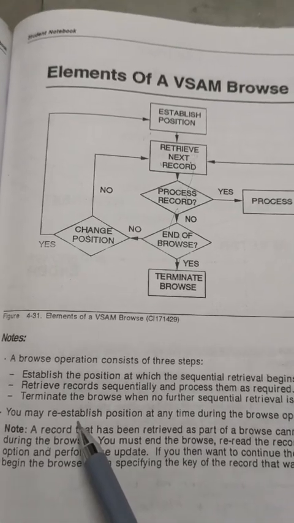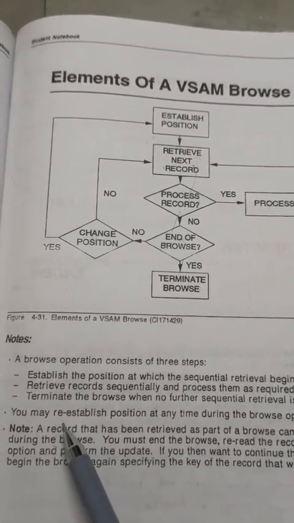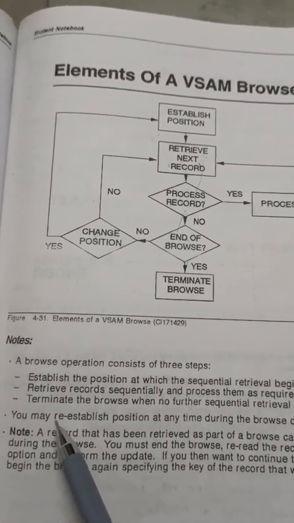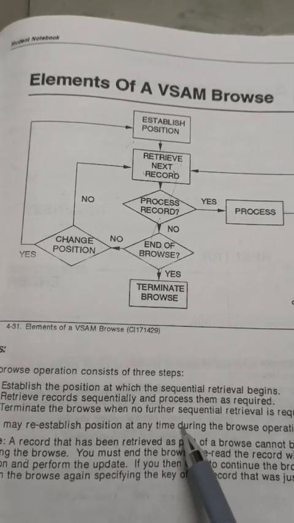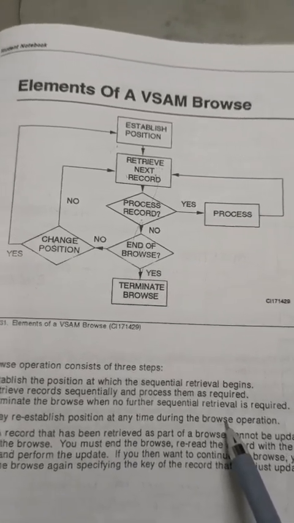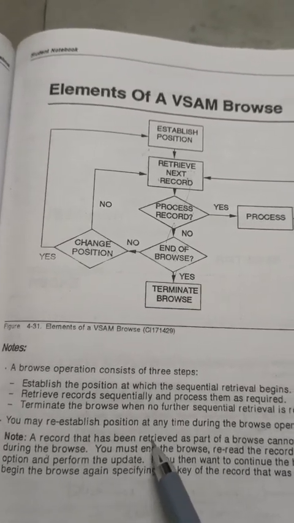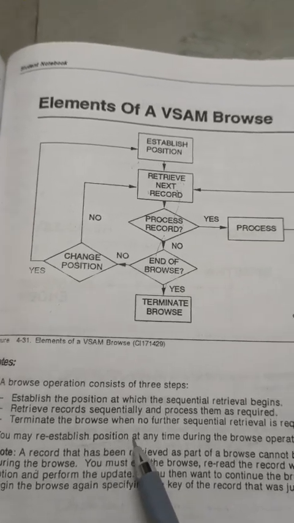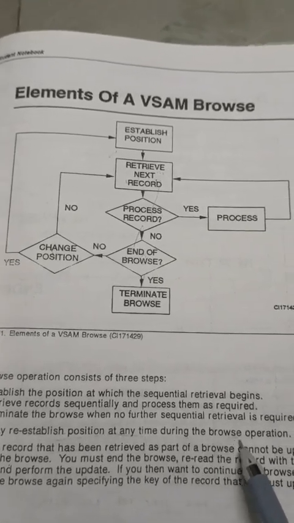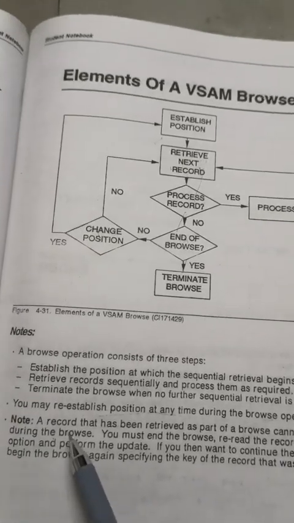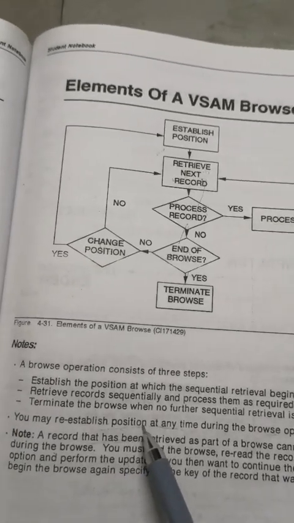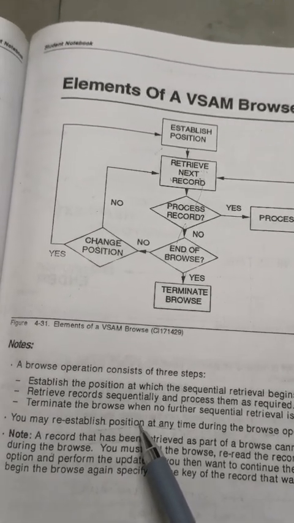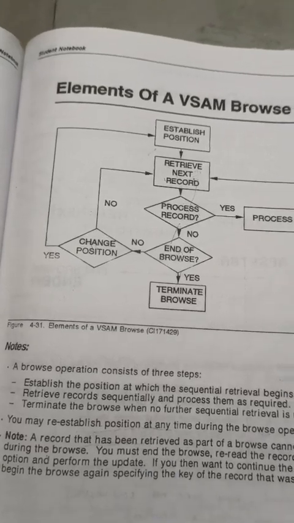Friends, this is a very important point: sometimes the interviewer may ask how many ways there are to re-establish the position of the browsing option. After a record has been retrieved, you may re-establish a position at any point during the browsing option. We have 3 options for how to re-establish the position.